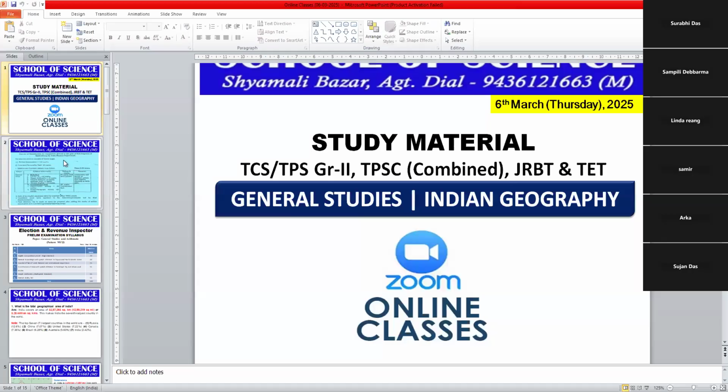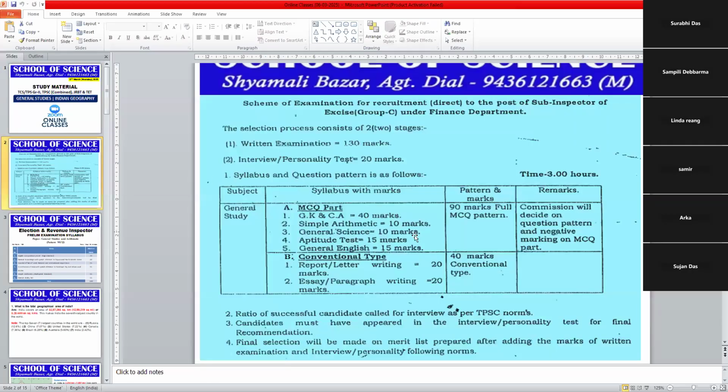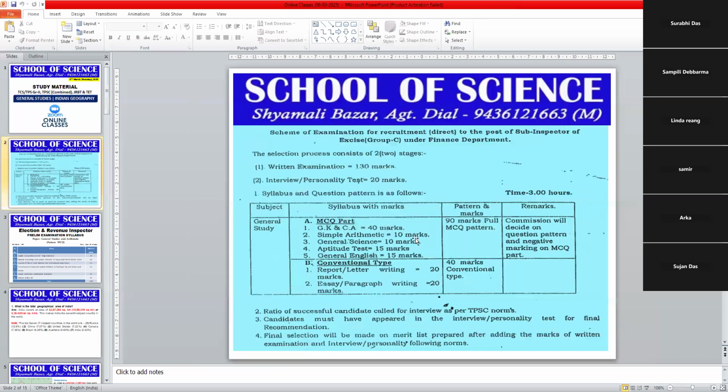Okay. Let's discuss about the syllabus first. What we'll study. First of all, you can take the screenshot. Those who are appearing for Sub-Inspector of Excise, their syllabus will be like this. There will be written examination of 130 marks and there will be interview. There will not be any prelims. The main examination will be of 130 marks.